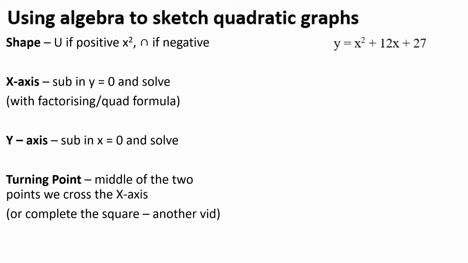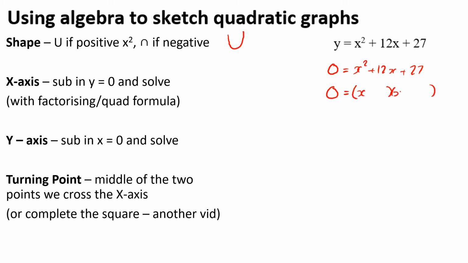So let's look at y equals x squared plus 12x plus 27. So let's go through the process. Shape-wise, this is a positive x squared, so it's going to have that shape. X-axis, sub in y equals 0. So here's our y. So we're going to say 0 equals x squared add 12x add 27. And we want to solve that. Now, I think the questions I've given you today are factorizable. So we're going to use factorizing to do it.